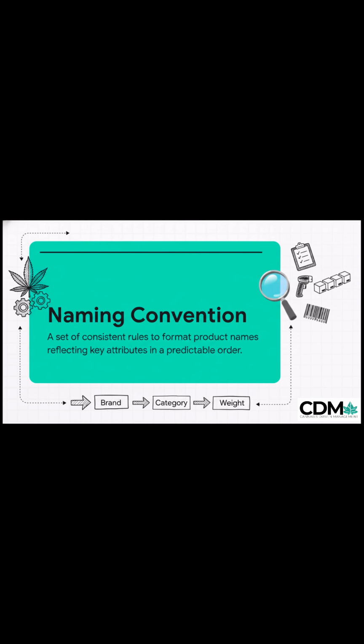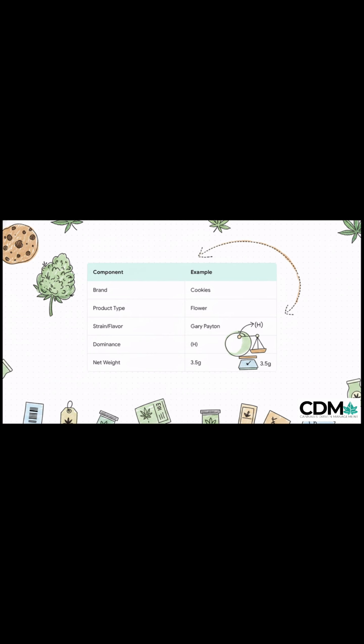So, what are we actually talking about here? A naming convention is really just a set of rules that you create and then you follow. It's a template that makes sure every single product name includes key details, like the brand, the category, the weight, in the same predictable order, every single time, no exceptions. The easiest way to think about it is like a recipe. You have your components, right? And you always put them together in the exact same sequence. So brand, then product type, then the strain, the dominance, and finally the weight. Using this recipe, that messy GP cookie becomes Cookies, Flour, Gary Payton, H, 3.5 grams. It's instantly understandable to a person and, maybe even more importantly, to a computer system.